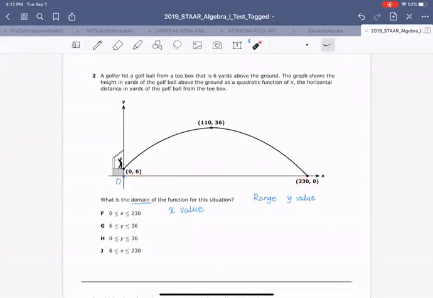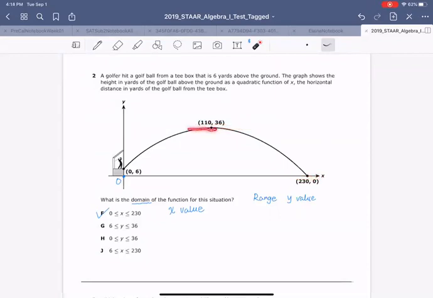So your domain is what? From 0 to 3, 30. That's your domain. Okay. Does that make sense? If they ask you your range, your y can be 36. Your y could also be 0, you know?